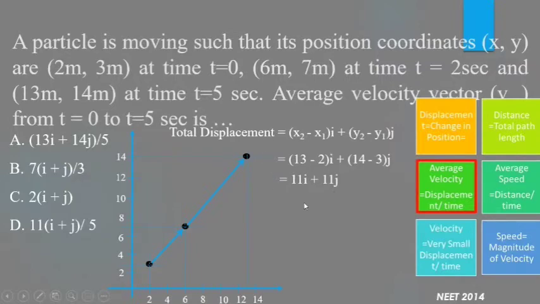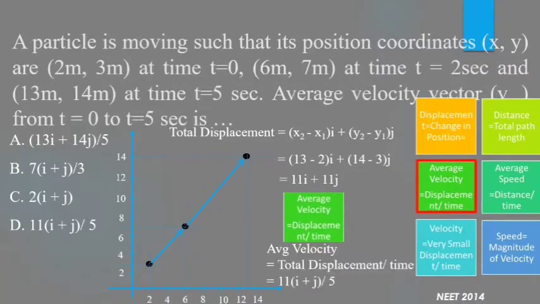Here total displacement is this. We need to find out average velocity. To find out average velocity, the definition is this. We will use this definition, and this definition indicates displacement divided by time. So this is the displacement, time is 5 seconds. So it will give 11 by 5 into bracket i plus j. Here 11 is common from this vector. So option D is correct.